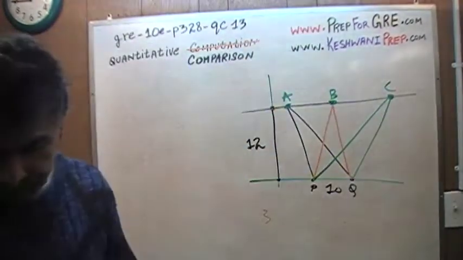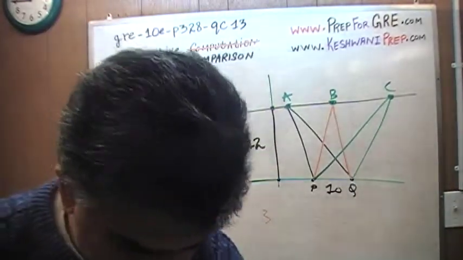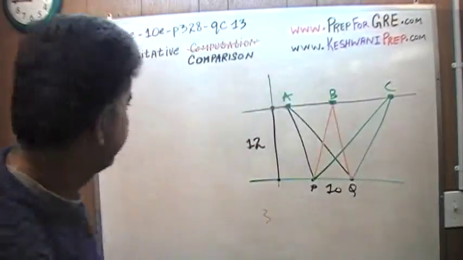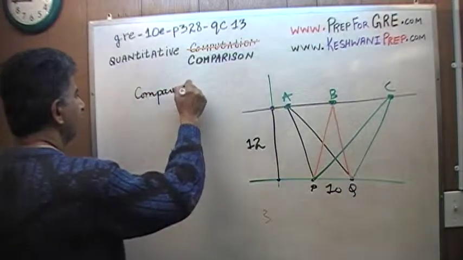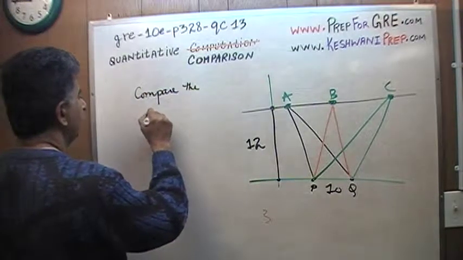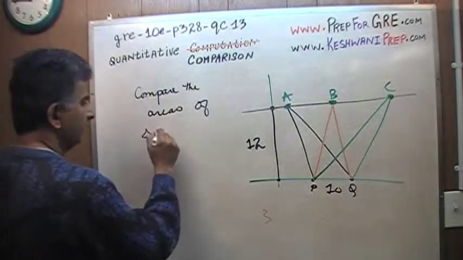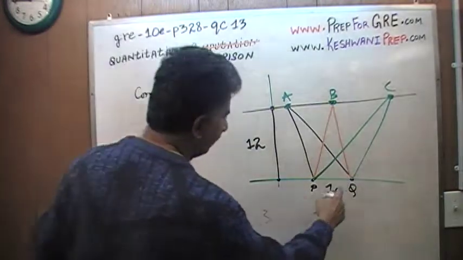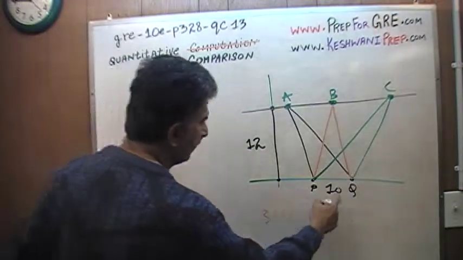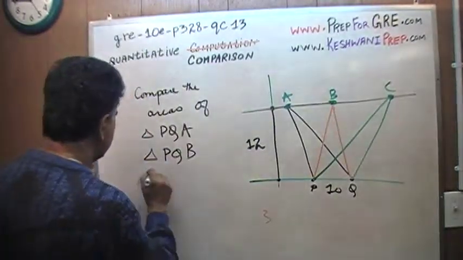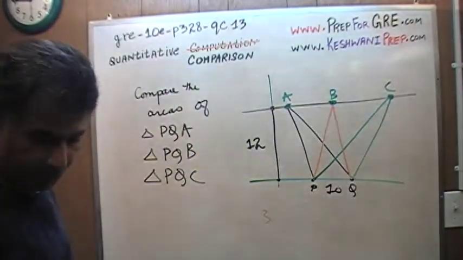What I want you to do is compare the areas of triangle PQA, triangle PQB, and triangle PQC. Again, I'm going to get out of the frame.